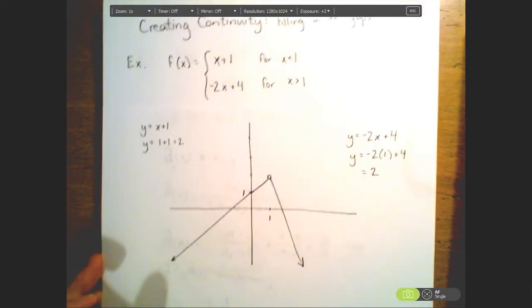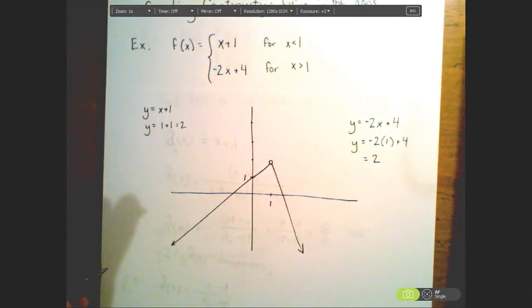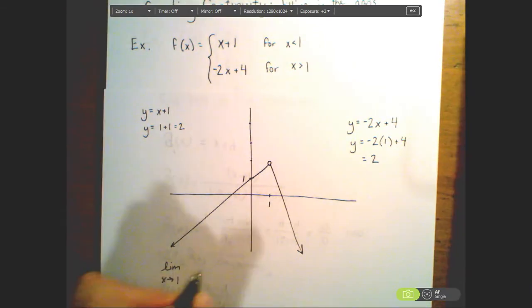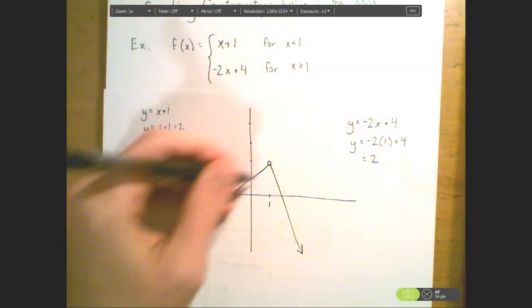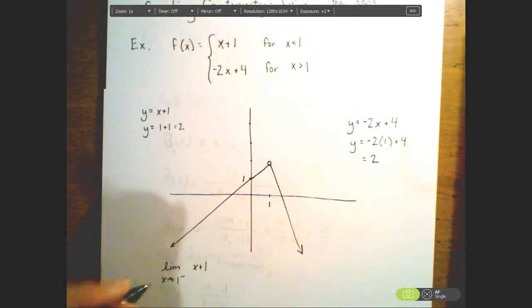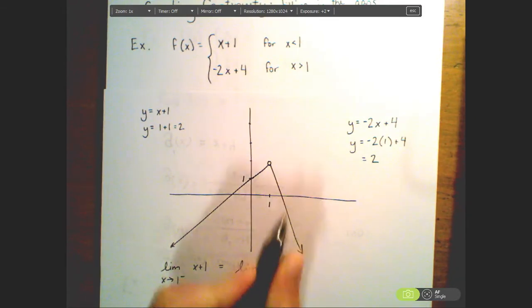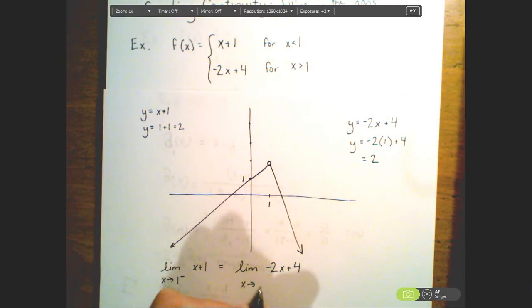The next thing that I want to do is to evaluate, well, what does that mean in terms of creating continuity? We're going to define that rigorously. We just said that, and we can know by our limit laws, the limit as x approaches 1 of our first function, x plus 1, by our limit laws, this function would give us a limit of 2, and we want to approach it from the left-hand side, so it's approaching from the negative side. Notice that that's exactly equal to the limit of our other function, negative 2x plus 4, as x approaches 1 from the positive side, coming back this way.